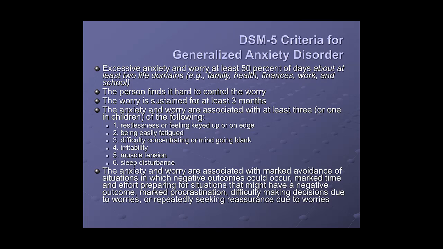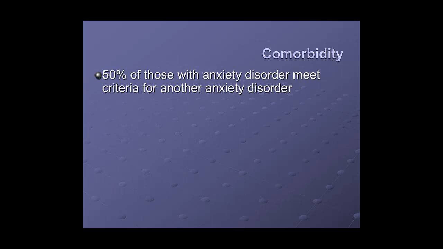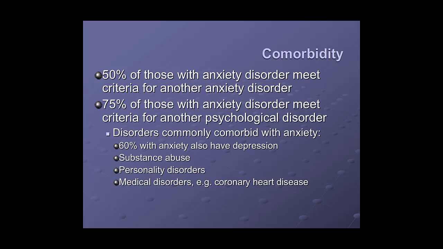And they seek out a lot of reassurance. So what's interesting about anxiety disorders, we see a fairly high level of comorbidity. About 50% of those with anxiety disorders meet criteria for another anxiety disorder. So in other words, if a person gets diagnosed with an anxiety disorder, there's about a 50% chance that they will meet the criteria for another anxiety disorder. And then 75% of those with anxiety disorder then meet the criteria for another psychological disorder.